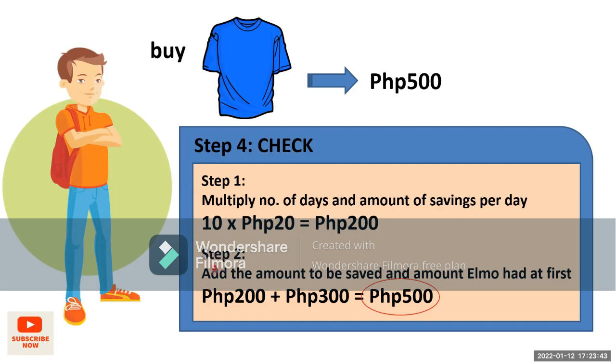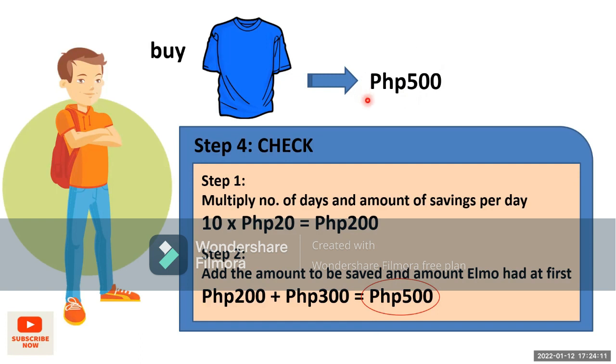So step 2, we have to add the amount to be saved and the amount Elmo had at first. So the amount to be saved is 200 pesos plus the amount Elmo had at first with his savings and the amount of money given by his father. So it will give us 200 plus 300 is equal to 500 pesos. This is the price of the shirt that Elmo wants to buy.